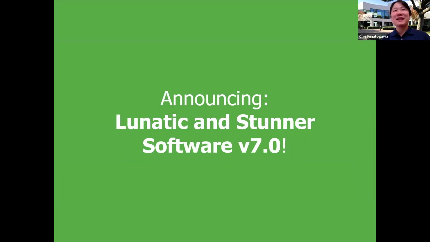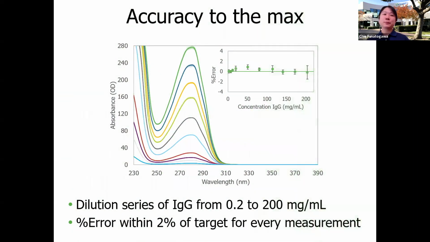We're also very excited to announce the Lunatic and Stunner software version 7. The Big Lunatic and Stunner qualification is accurate from the lowest concentration to the highest concentration already, but with this new version, we've even honed down further on the precision of these samples. We've decreased the percent error to 2% from the target concentration.